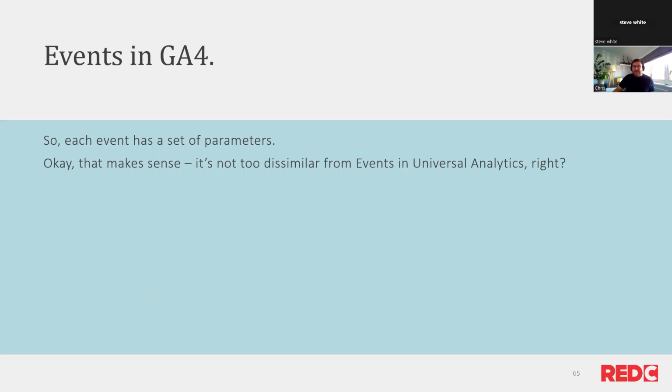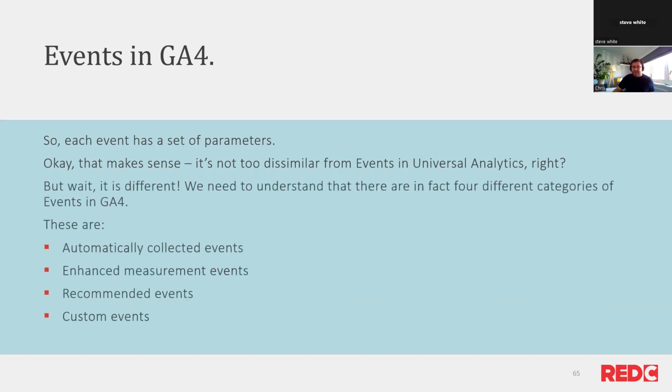And again, you might be thinking they're not too dissimilar. So in UA, you had event, category, action, label. In GA4, event, parameter. There is a bit of added complexity with GA4 in the fact that there are 4 types of events collected. These are automatically collected events, enhanced measurement events, which we talked about in the early slides and will come back to, a list of recommended events, and custom events.